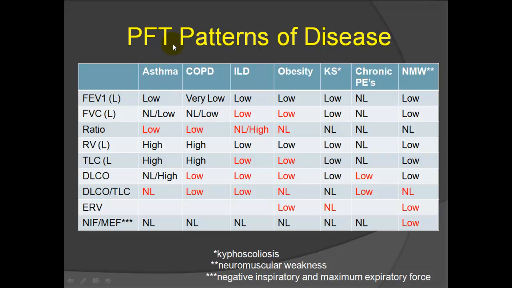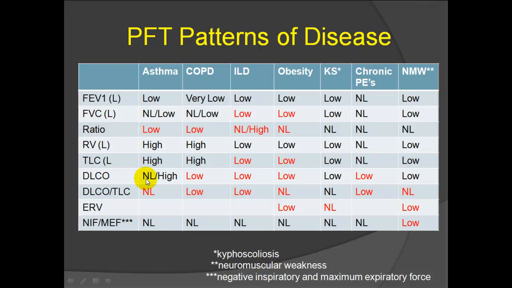I'd like to turn our attention to some pulmonary function tests, patterns of disease. In the first column, I show the classic pattern of asthma, starting with the ratio, which should be low because asthma is associated with obstruction. The vital capacity can still be normal or, in severe obstruction, low, but we always expect the FEV1 to be low. Residual volume may be high and total lung capacity may be high because of air trapping.